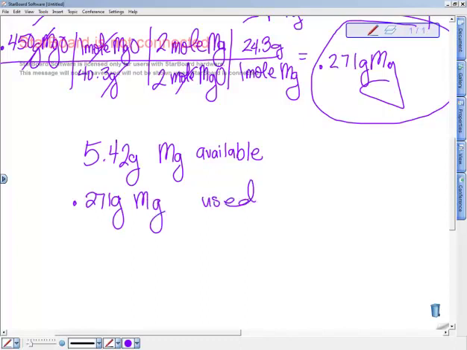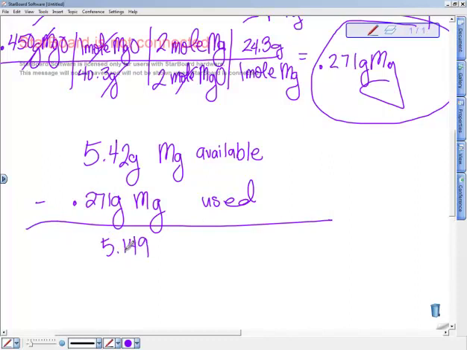So the last question that they gave you was, how much leftover will there be of the excess reactant when the reaction stops? How do you think you're going to solve that? Just subtract. Because of our sig figs and we're subtracting, you should probably only end with 2 decimal points. So I'm going to take that 5.42 and subtract 0.271. And the correct answer on the calculator is 5.149.